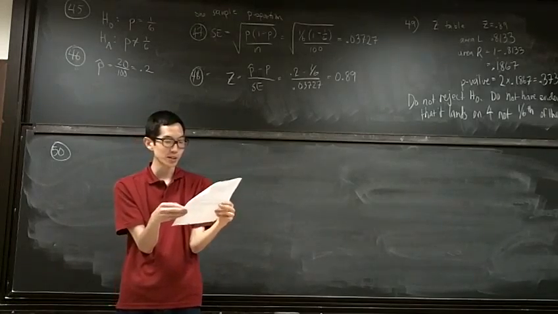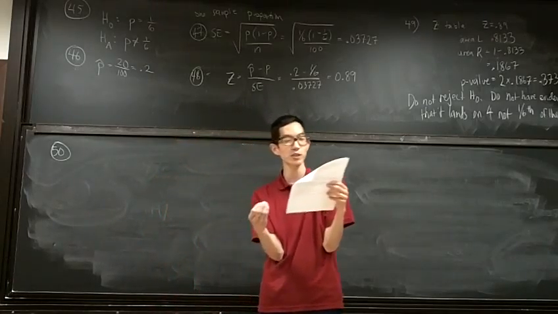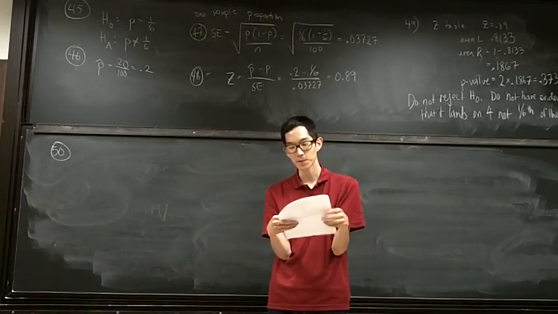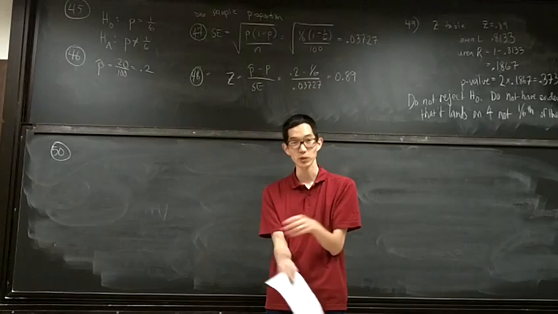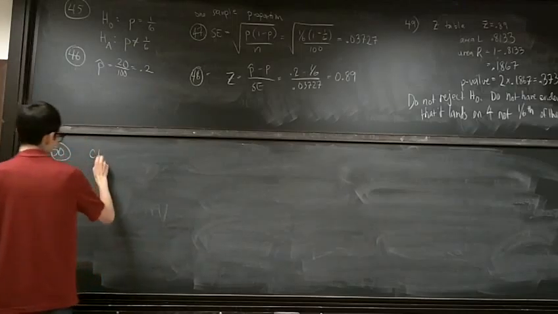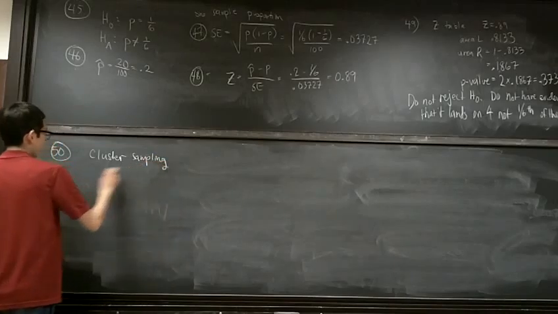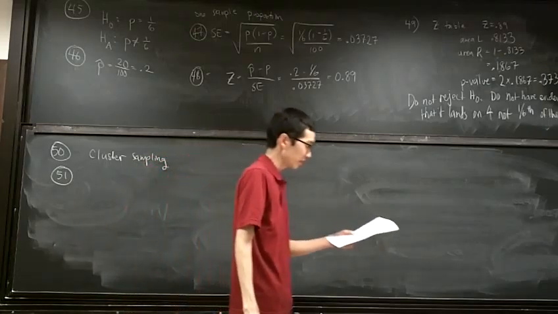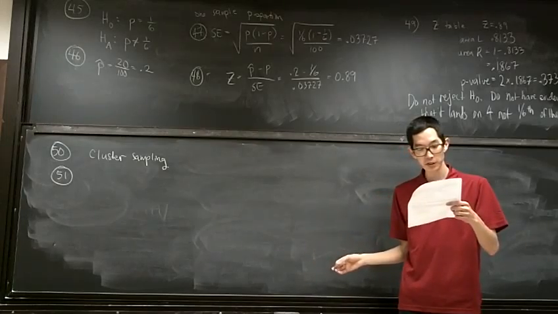Number 50 says, Major League Baseball wishes to conduct a survey of its players. Instead of trying to create a list of all the players from all their teams, they decide to randomly select four of their 30 baseball teams, and then they're going to survey all the players on the four selected teams. What kind of sampling is that? Cluster sampling. Good. Is that okay? Number 50? Yep. Cluster sampling.